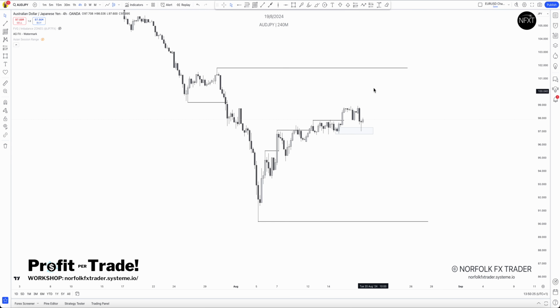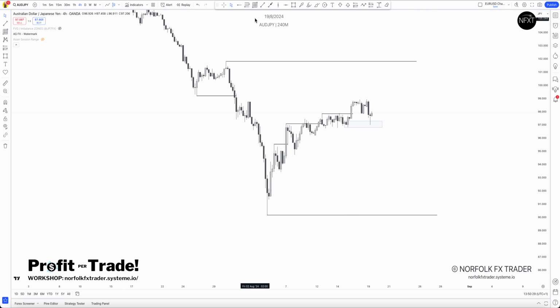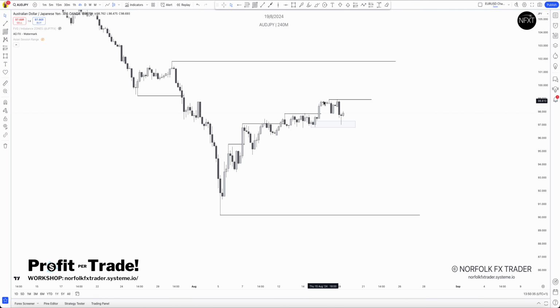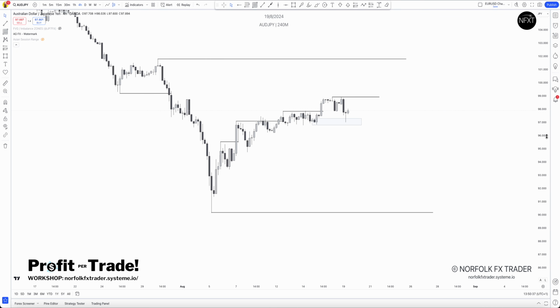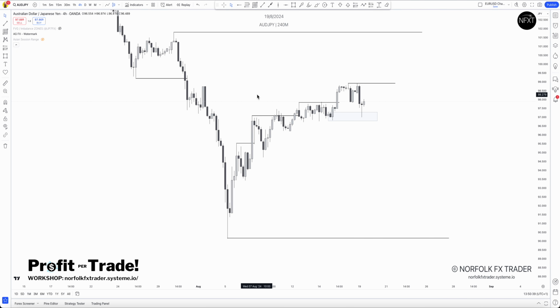So looking for continuation to do what? To run this high up here. Grab another level. Looking for price to run this higher. So looking for that continuation. Now that's showing us just the directional bias using really the structures with an area of demand.